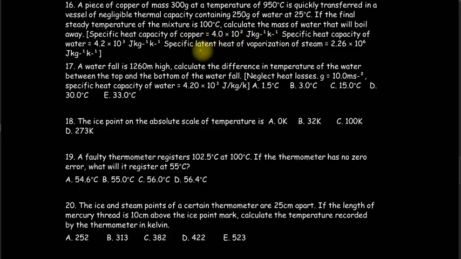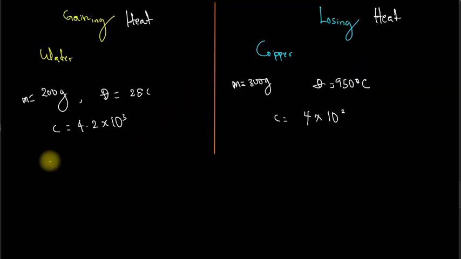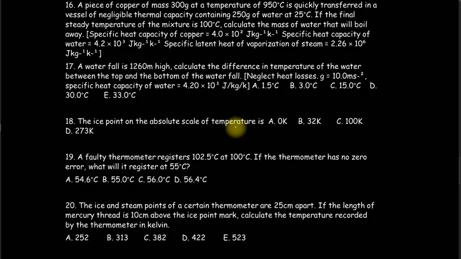Then they also give us the specific latent heat of vaporization of steam as 2.26 times 10 to the power 6. So latent heat, 2.26 times 10 raised to the power 6. Is that all? Specific latent heat, specific heat capacity of water, okay, everything. 250 gram of water, not 200.